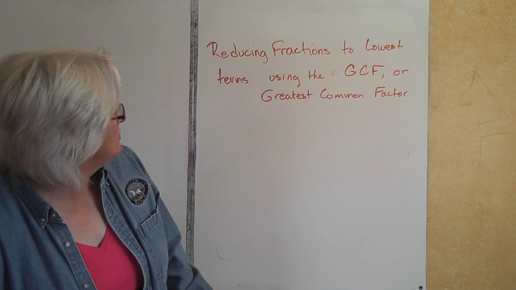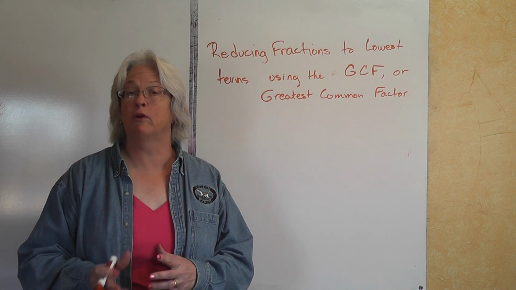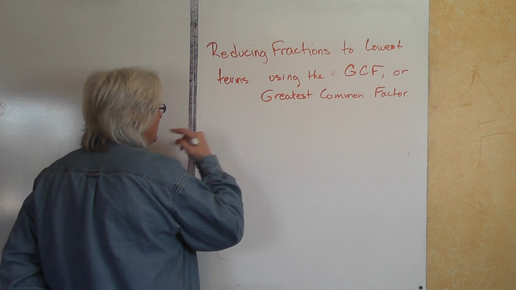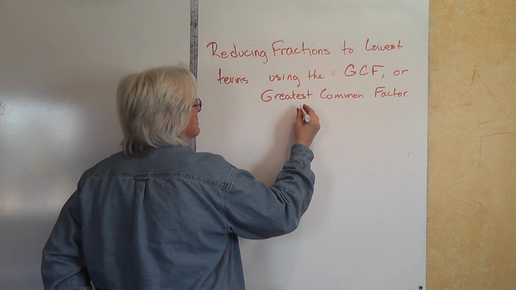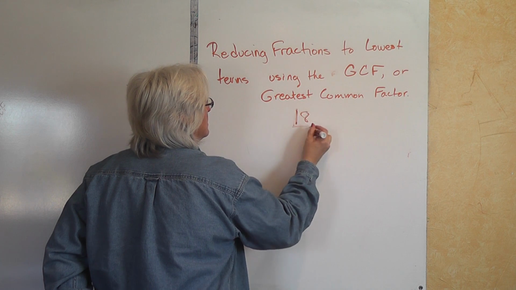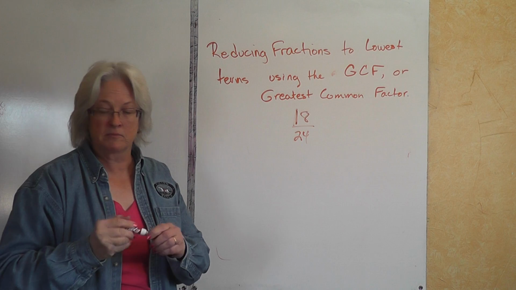So, if we wanted to reduce a fraction to lowest terms, we're going to use the GCF, or the greatest common factor. So let's go ahead and say that we want to reduce 18/24 to lowest terms. What do we need to do?